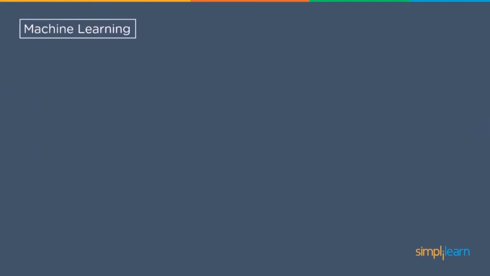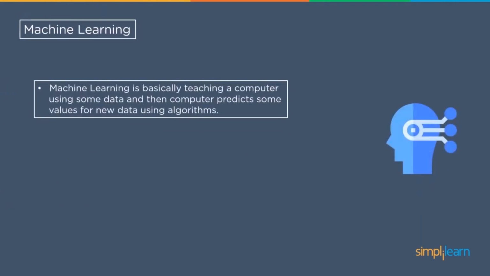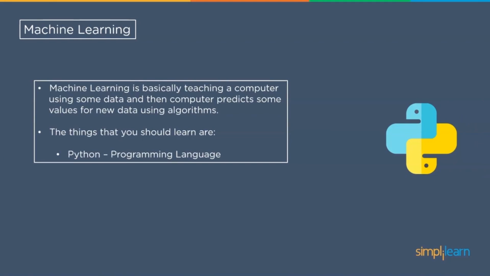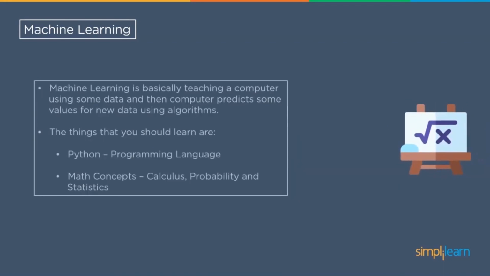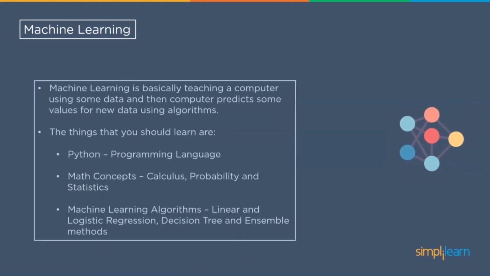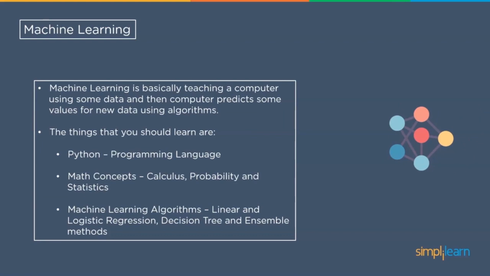Next up is machine learning. Machine learning is basically teaching a computer using some data, and then the computer helps predict some values for the new data using algorithms. Now, the thing that one should know when starting with machine learning is Python. Python is a very popular programming language and most machine learning applications use Python. And you also need to be aware of mathematical concepts like calculus, probability, and statistics, and also linear algebra. Lastly, machine learning algorithms are a must for the machine learning field. Some of the very popular algorithms are linear and logistic regression, decision trees, etc.